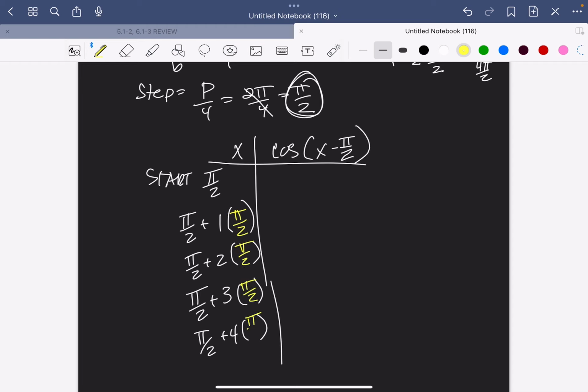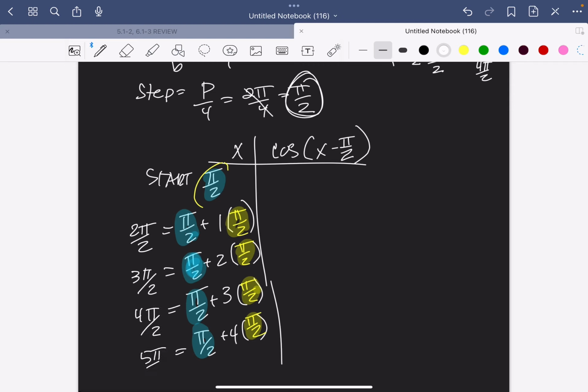then every time I'm going to have my starting point, which is now different, it's pi over 2, plus a step of size pi over 2. It just so happens this time that they're the same. So my start is pi over 2, then pi over 2 plus pi over 2 is 2 pi over 2. This is going to be 3 pi over 2. This is going to be 4 pi over 2. And this is going to be 5 pi's over 2. But this is 2 pi, and this is pi, if you want to make it look nice.